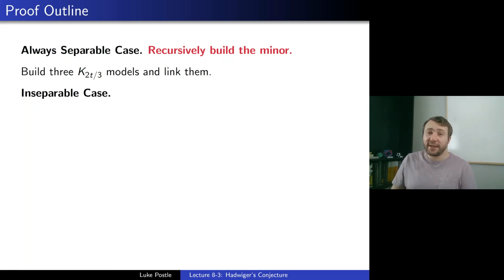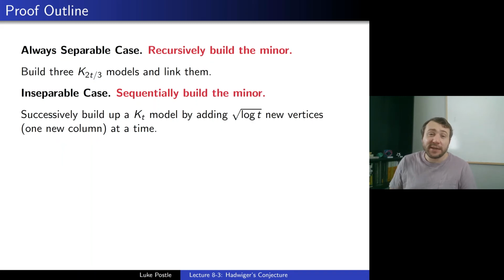What's the other way? In the inseparable case, you sequentially build a minor. What you do is you successively build up a KT model, adding about root log t new vertices at a time. So how should you think of that? Well, remember the picture from the quarter case. Instead of building the entire upper triangular grid, you build it just one new column at a time. Or if you want to think row equivalent, but only do one slice at a time, and that's going to use up less connectivity to do it.